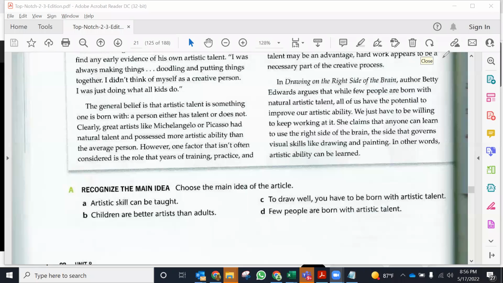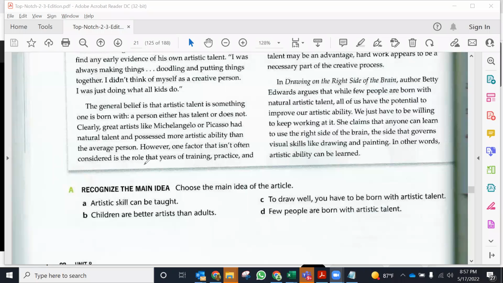B. Children are better artists than adults. Okay. Anybody else? La D. La D de dedo. Sí. Few people are born with artistic talent. Okay. ¿Alguien más? Nadie más. Ok. Ahí le da la respuesta.